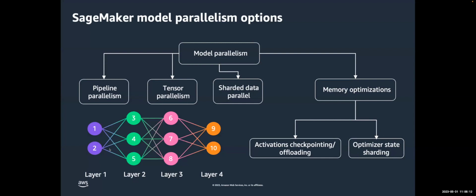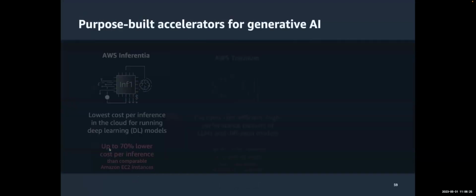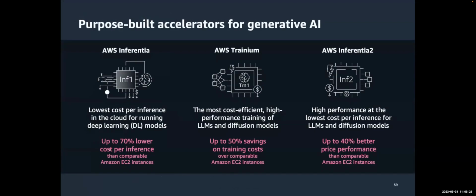And on top of that, you may combine with some memory optimizations like activation checkpoints, offloading, optimizer state sharding, and things like that to train your model. So whatever you're trying to do with these large language models, like running them, fine-tuning them, customizing them, or training from scratch, you're going to need to leverage some infrastructure, like to train your model, or to host your model using endpoints.